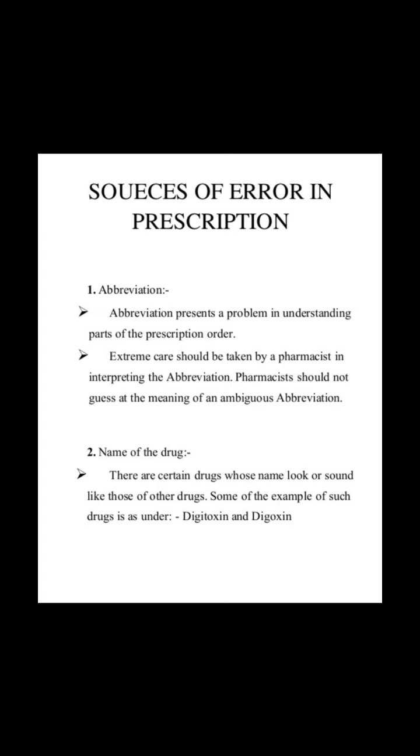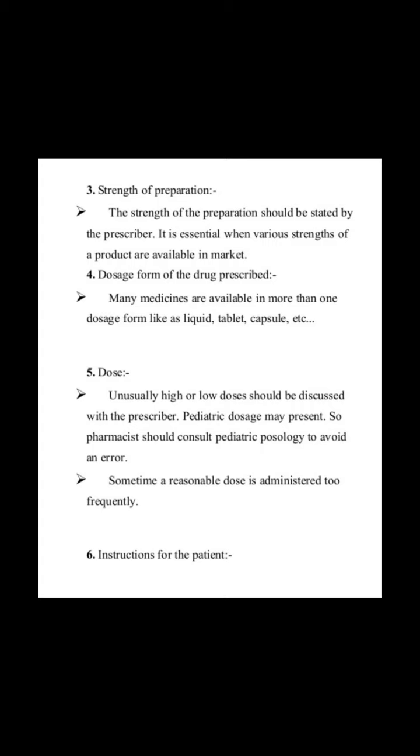Next is name of the drug. There are certain drugs whose names look or sound like those of other drugs. Some examples of such drugs are digitoxin and digoxin. And strength of preparation: the strength of the preparation should be stated by the prescriber. It is essential when various strengths of products are available in the market. Then dosage form of the drug prescribed. Many medicines are available in more than one dosage form like liquid, tablet, capsules, etc.